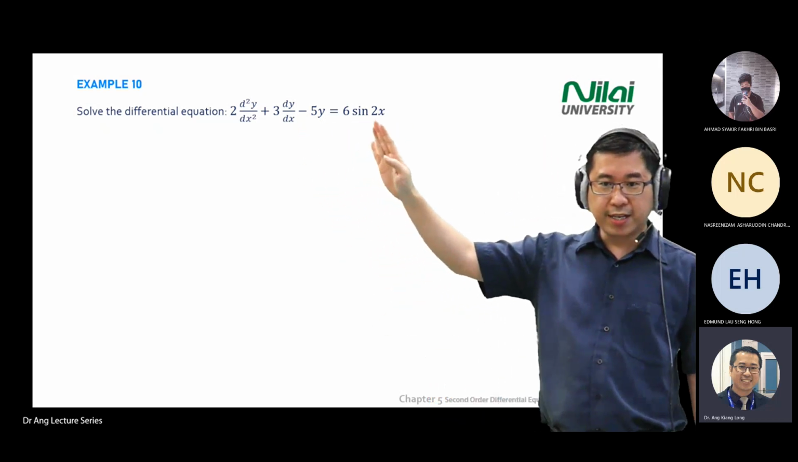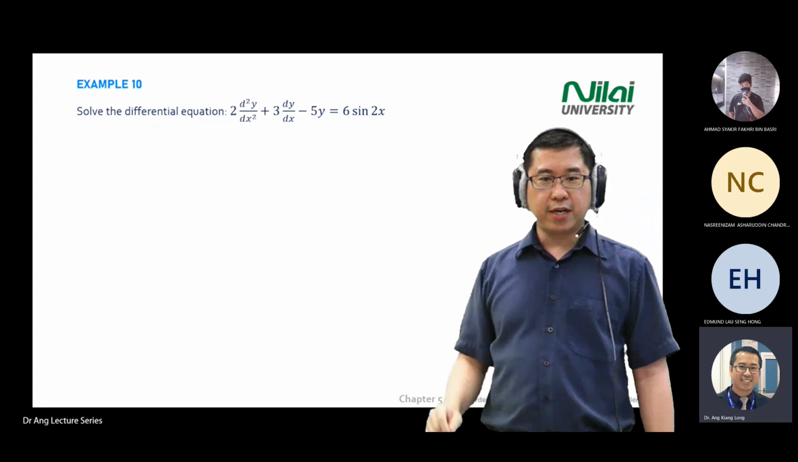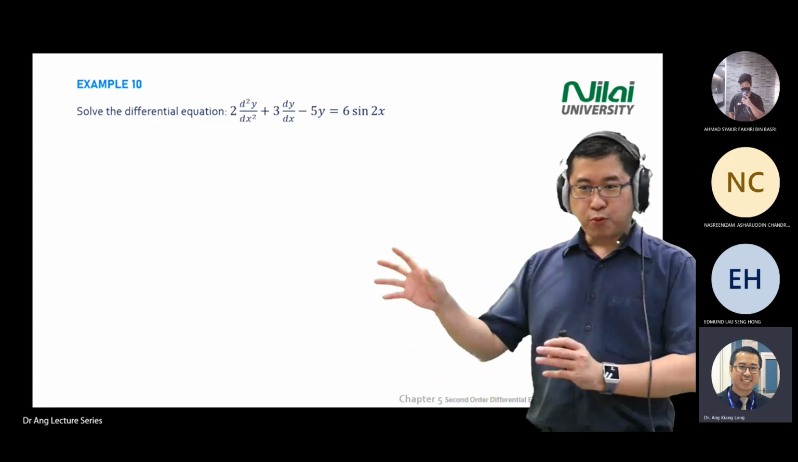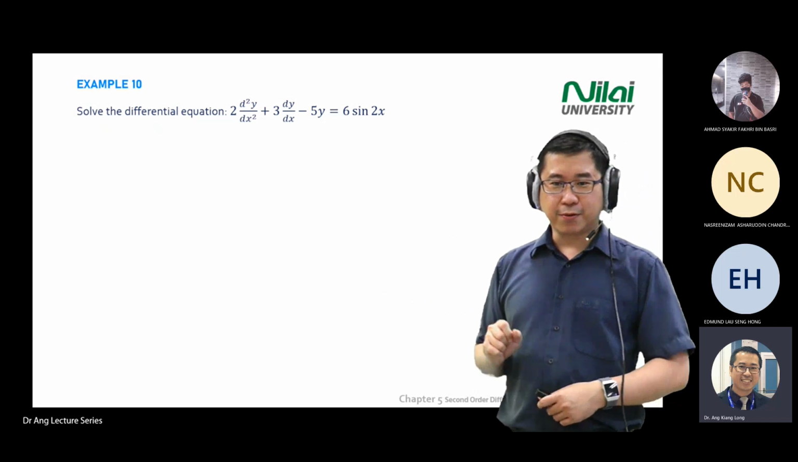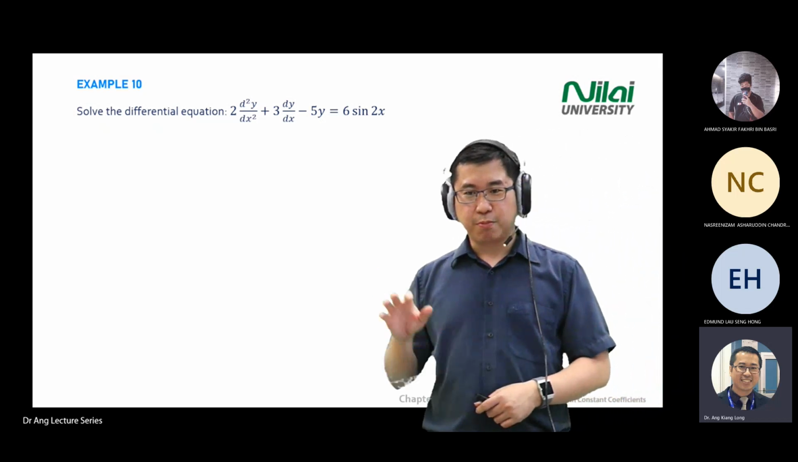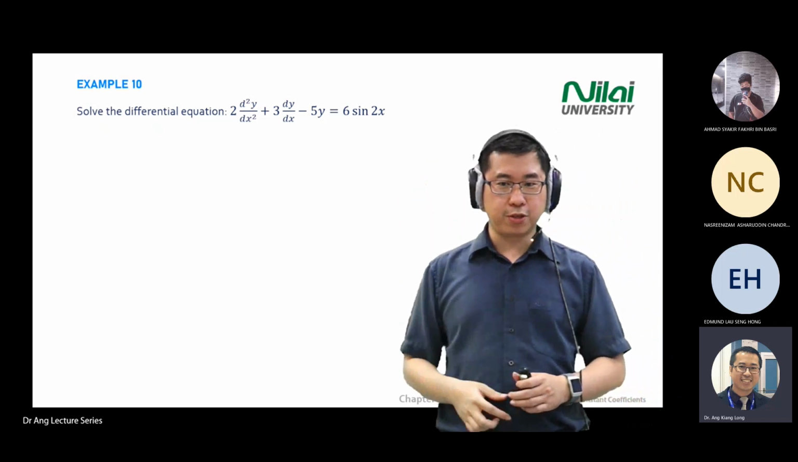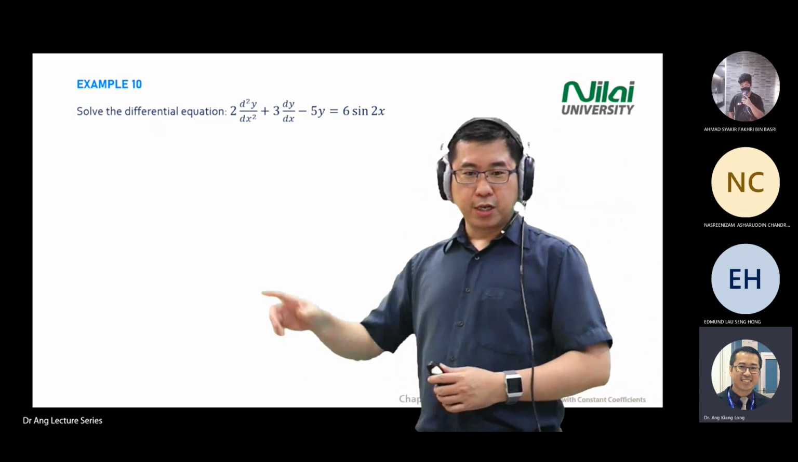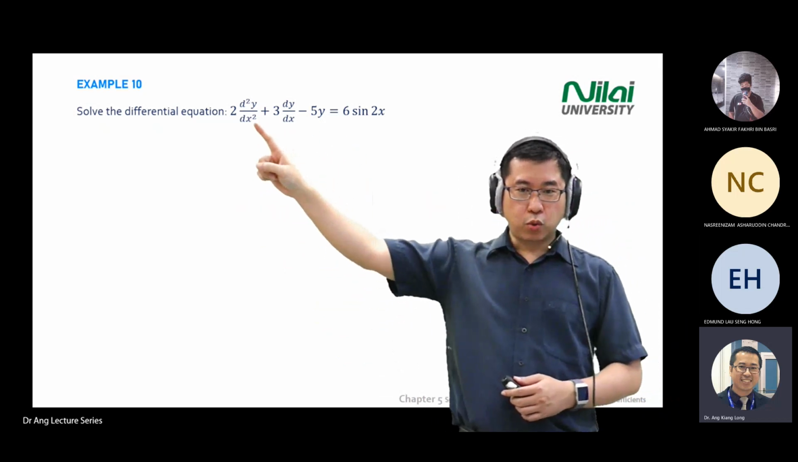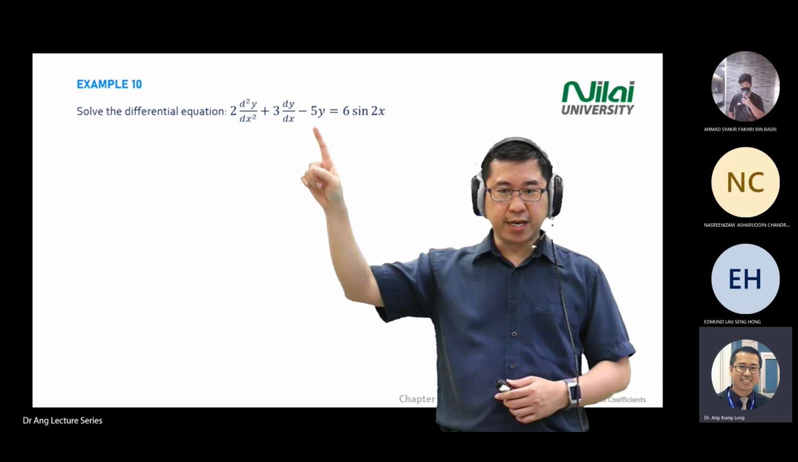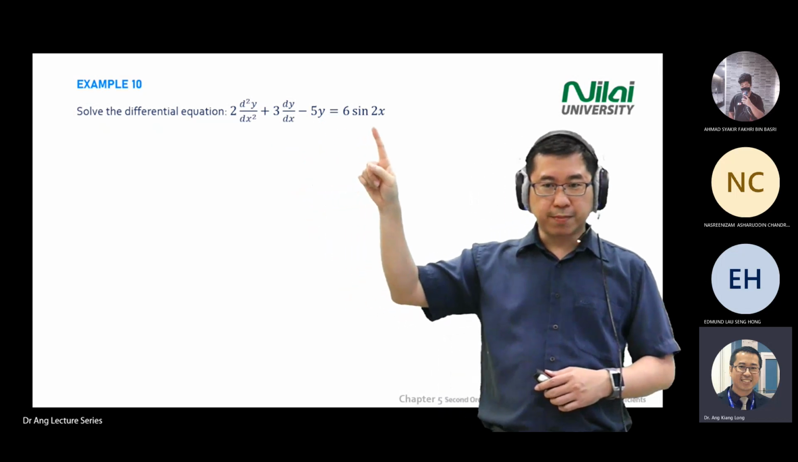Basically, if on the right-hand side it's not 0, it falls under non-homogeneous. When it's non-homogeneous, pull the table for non-homogeneous. Pull the table, put side by side, and then get ready to solve the non-homogeneous equation. So you look at the question: 2d²y/dx² + 3dy/dx - 5y equal to something not equal to 0.